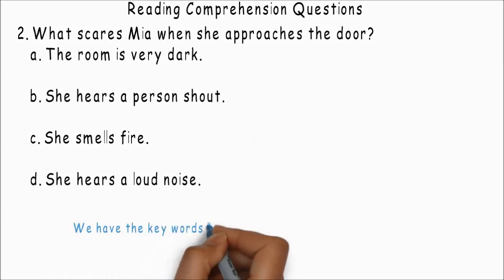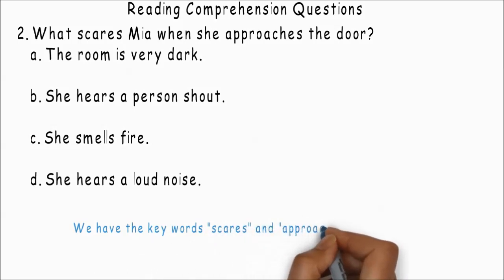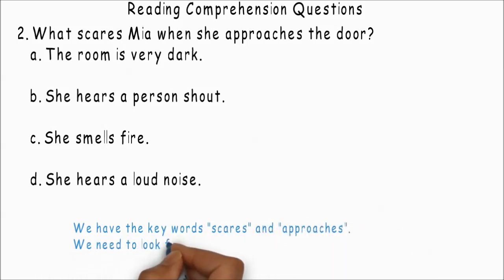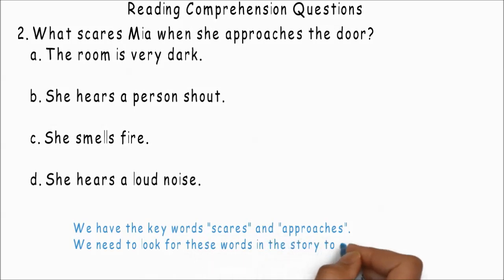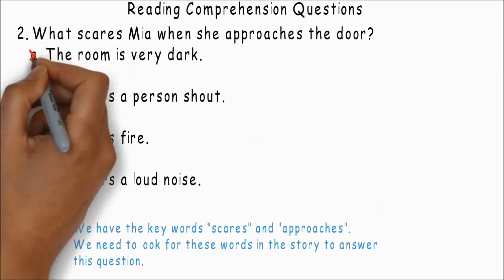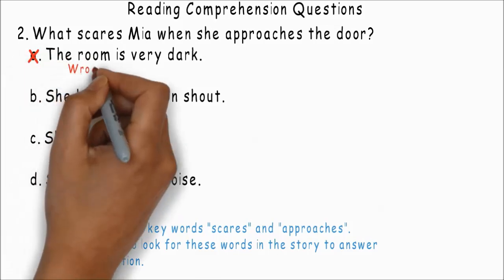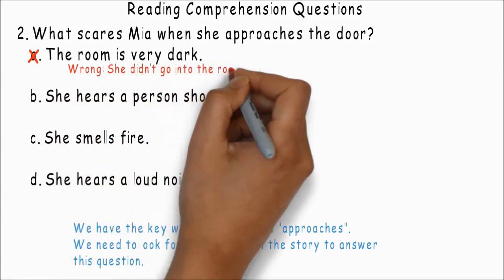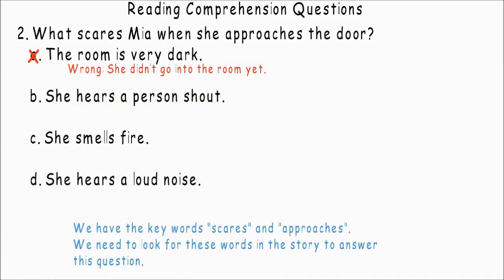We have the key words scares and approaches. We need to look for these words in the story to answer this question. So let's see the answer here. It's not A. She didn't go into the room yet. When she approached the door means she comes to it.